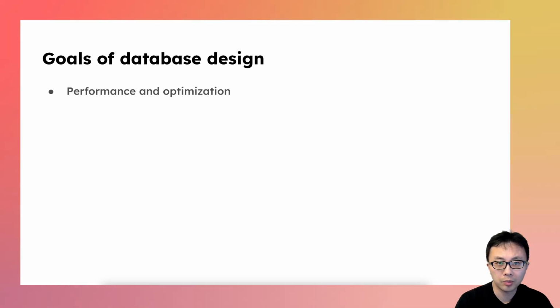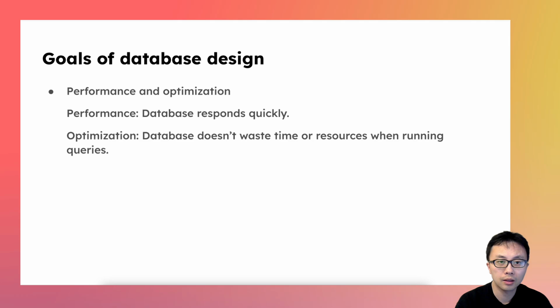The third goal is about performance and optimization. Performance means your database responds quickly, even when handling a lot of data. Optimization means it's designed in a smart way so that it doesn't waste time or resources when running queries. In short, a well-optimized database should give you the right data fast, whether it's one user or a million. You can take different measures to improve the performance and optimize your database. For example, indexing is a common technique to optimize the database performance.